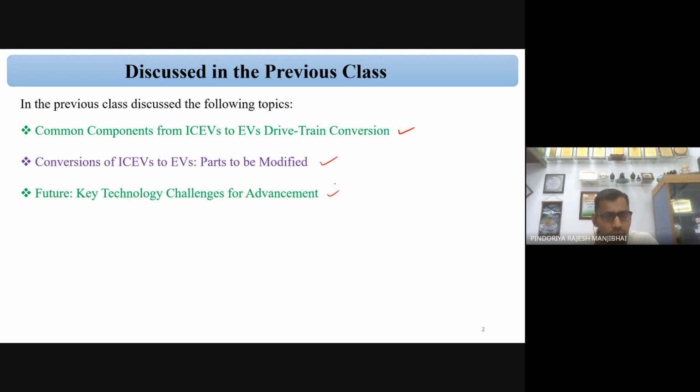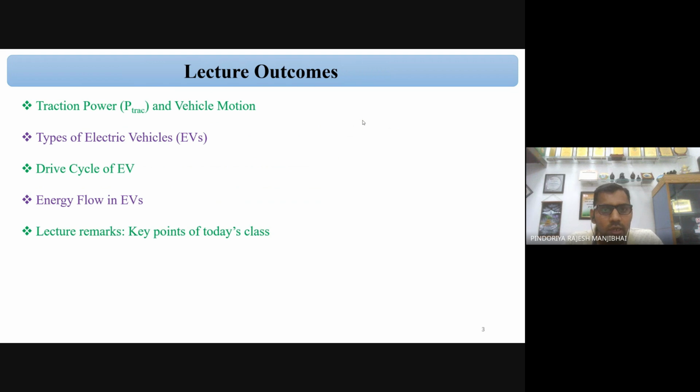So is there any confusion or any query related to these three topics? These three topics are most important. Suppose you want to convert your ICE vehicle to an EV: which type of components we have to change, which we have to modify, and which we can use as it is. Correct? So yes, students, any confusion from the previous class? If no confusion, then we can see what topic we are going to discuss in today's class.